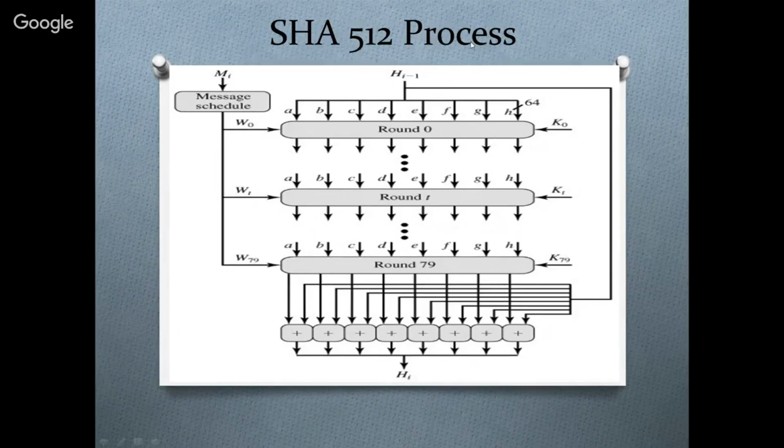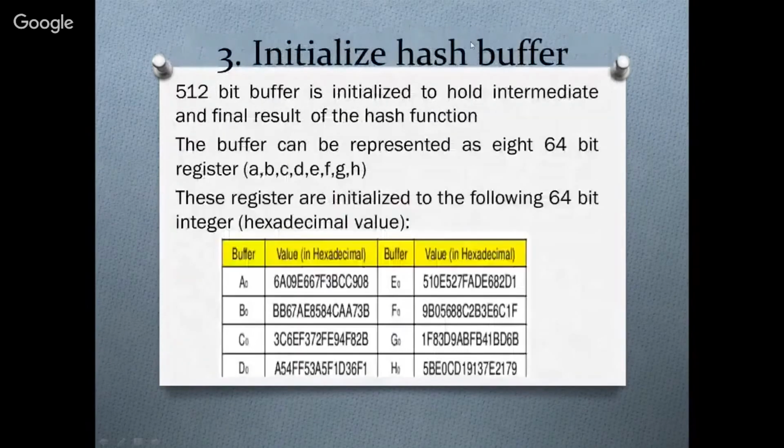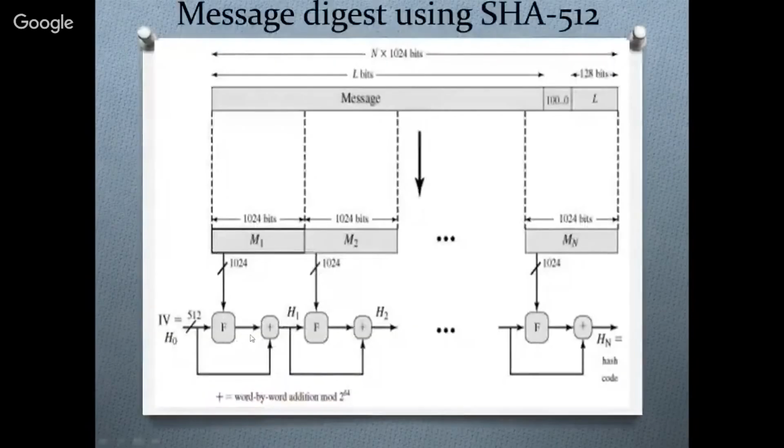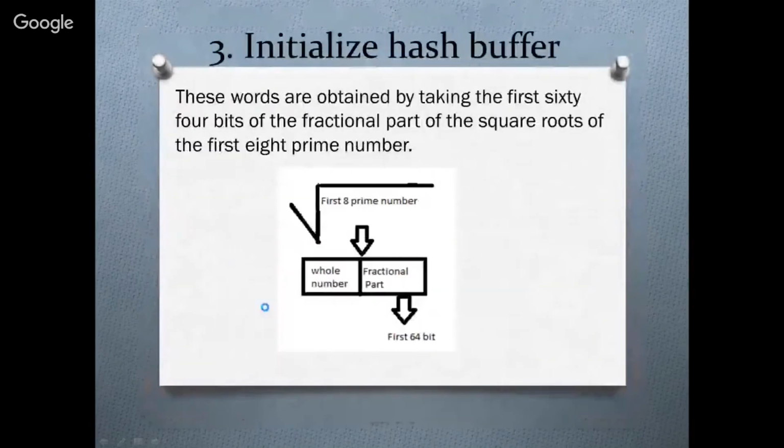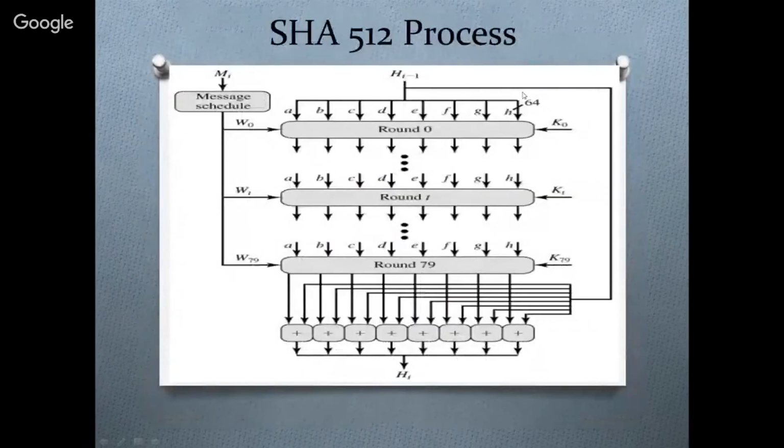Once this completes with the addition of the output of the hash code and the input of the hash function, it produces one new hash code, which is an input to another F function. This process goes on until all your messages are completed. So one F function consists of all these rounds, and in each round, it takes the message schedule, all 8 buffers, and the key values.